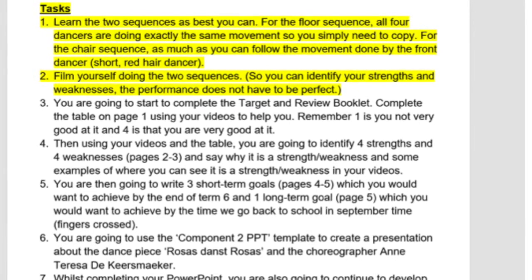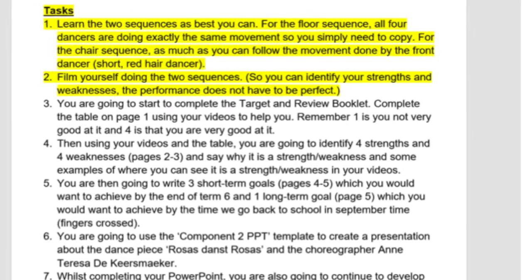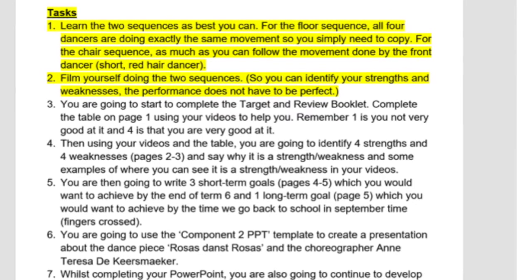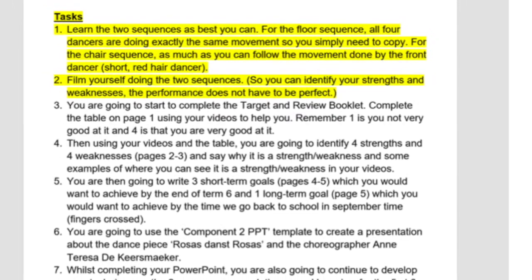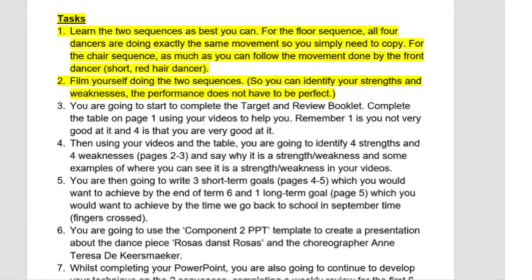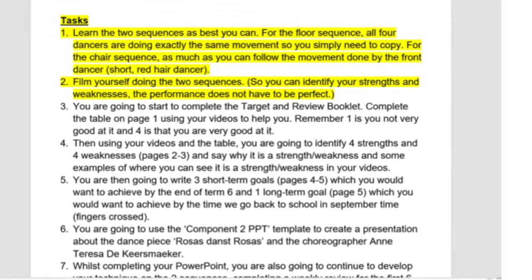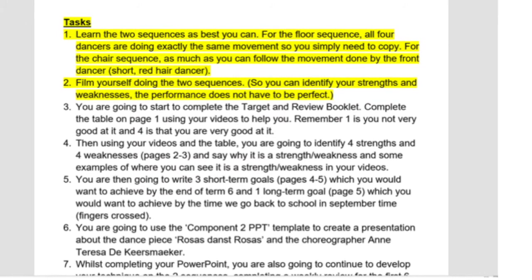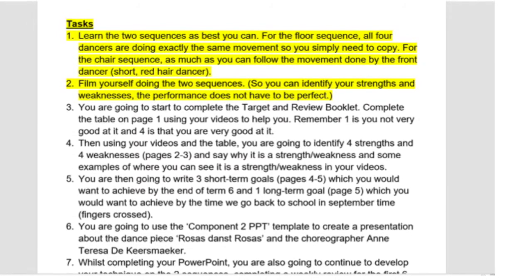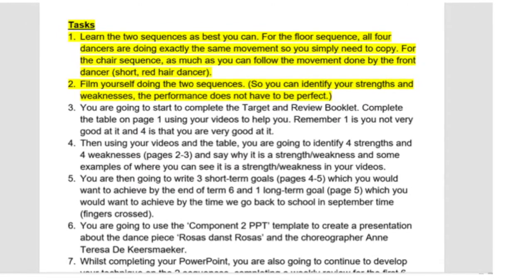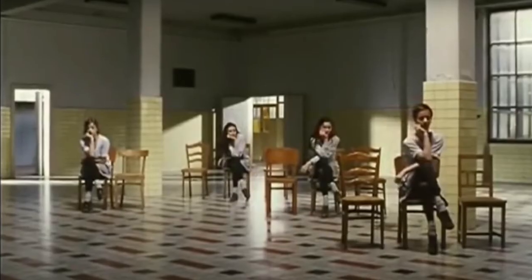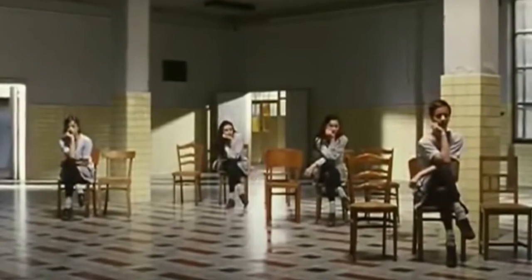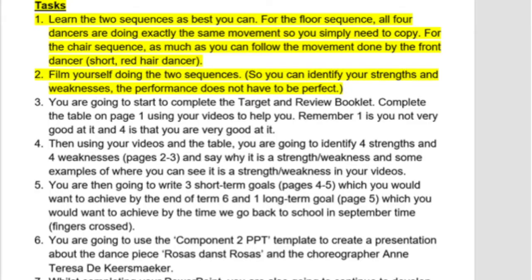So first of all, you can learn the two sequences. The floor sequence has four dancers and they're all doing exactly the same movements. All you need to do is copy that movement. For the chair sequence, there are a few dancers, but they move at different times. So we're going to focus on the front dancer who has short red hair. If you can learn at least one of these, that would be brilliant. If you can learn both, that'd be fantastic.